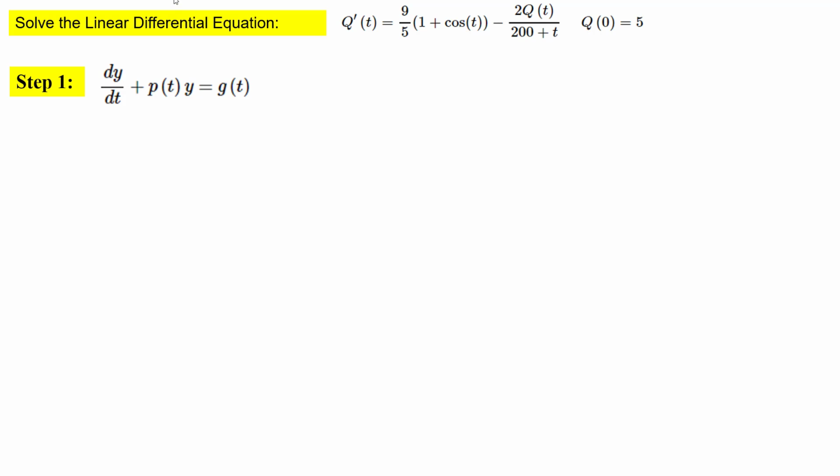Step number 1, write it in the correct form, right? dy/dt plus p of t times y equals g of t. So what I'm going to do is swing this term to the other side. I should have written this 2 over 200 plus t, but still, okay, swing it.